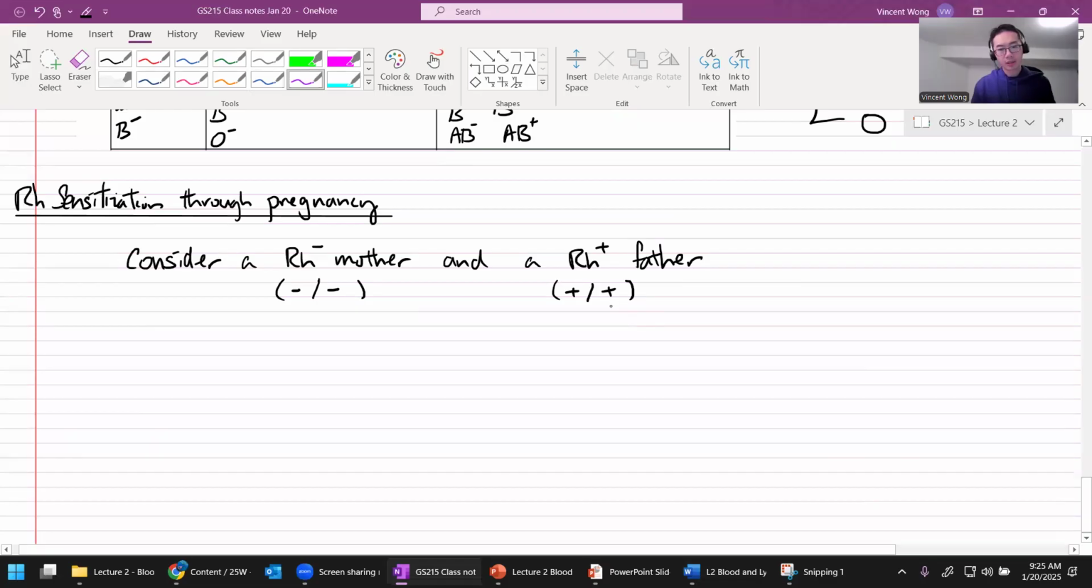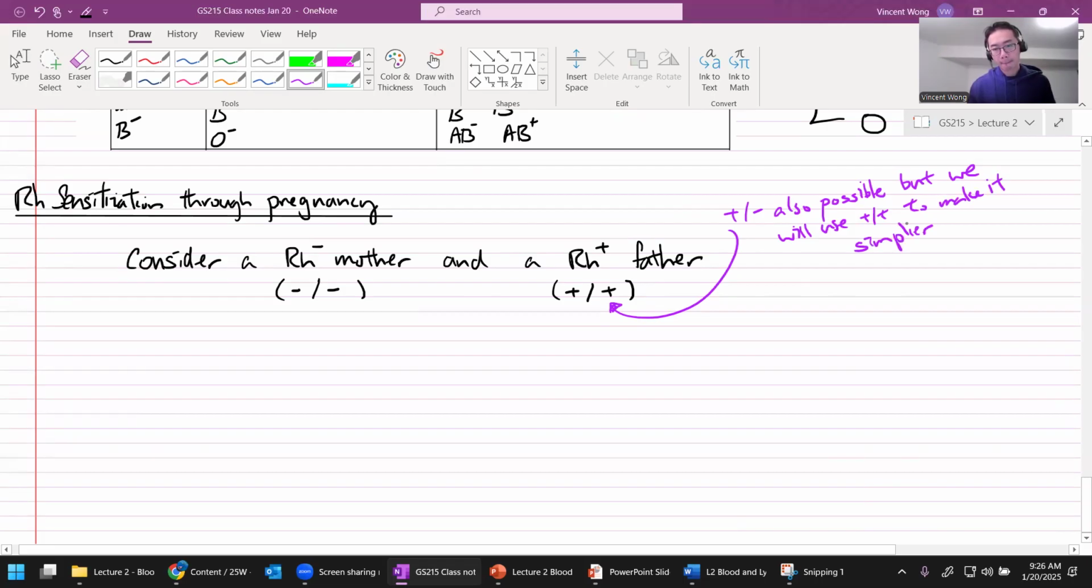Okay? I'm gonna make a side note in case you look at this later and you don't understand. Positive, negative, also possible. But we will use positive, positive to make it simpler. You don't have to write this down. It's gonna be in the notes when I post it. So let's do a Punnett square and see.